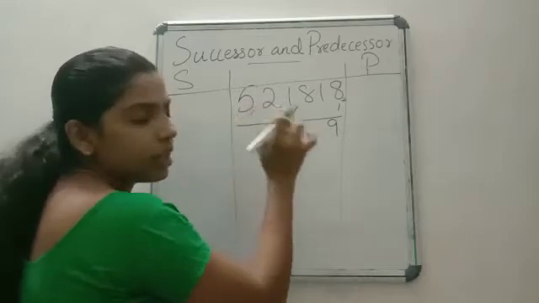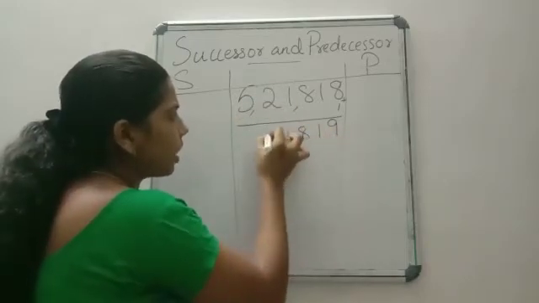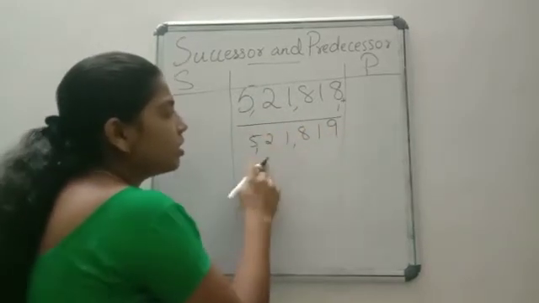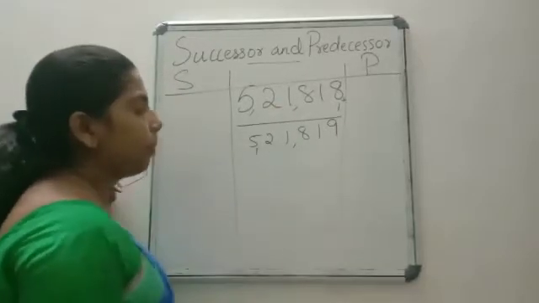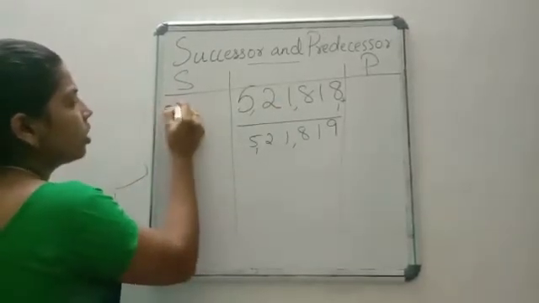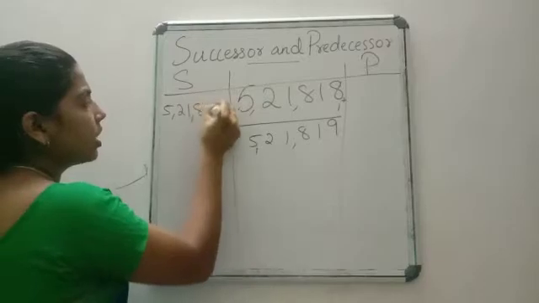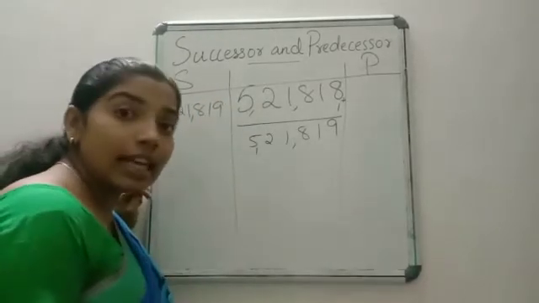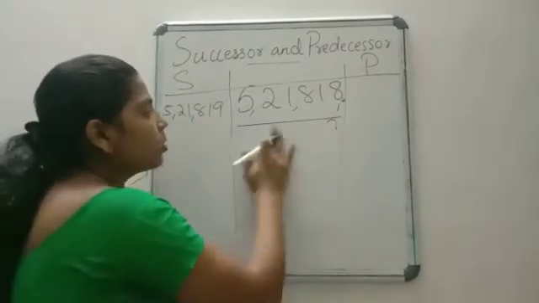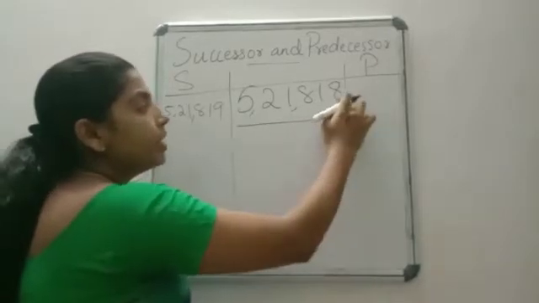And here no numbers are there, so just write those numbers as they are. So this is the successor of this given number, that is 5,21,819 is the successor.